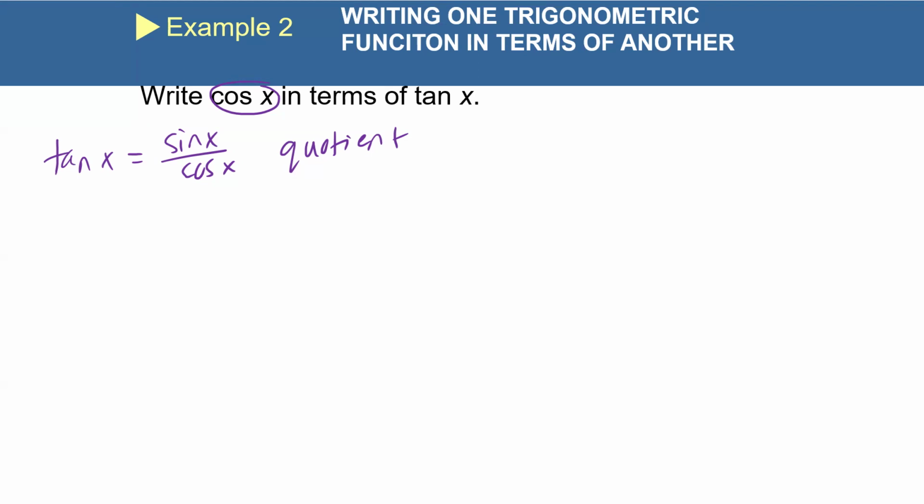Okay. So for me, I would set it up using quotient. With quotient, the goal is to get cosine by itself, in terms of cosine, right? In order to get something by itself, you have to get it out of the denominator first. So if I want to get this out of the denominator, what would I need to do? Multiply. So I'm going to multiply both sides times cosine X, right?